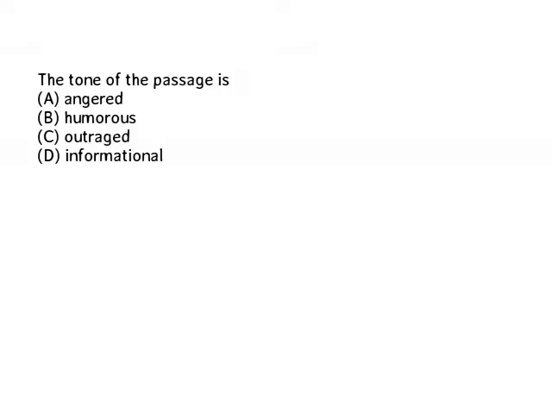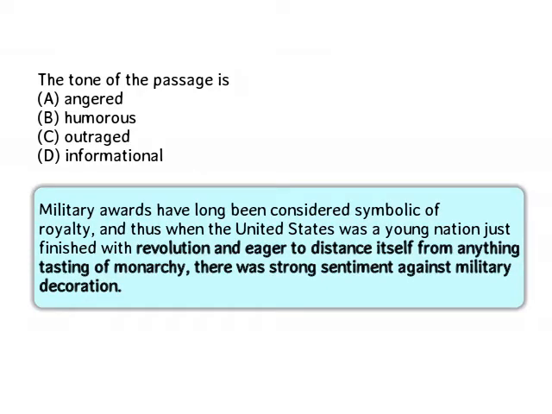Let's see the first question. The tone of this passage is... The first question asks about the tone of the passage. To determine the tone of a passage, you should look for any indication of emotion on the part of the author. In this passage, the author uses historical fact to make a point about Americans' sentiment against military awards. The author does not make any kind of emotional plea. Therefore, the best answer to this question is D. There is nothing in the passage that indicates any anger or humor or outrage on the part of the author.